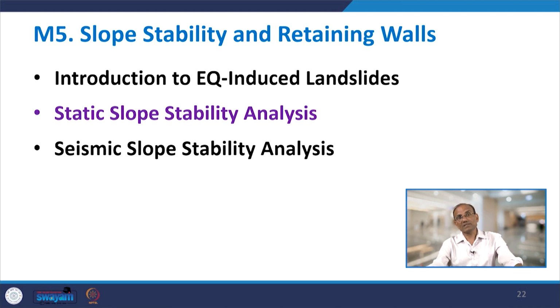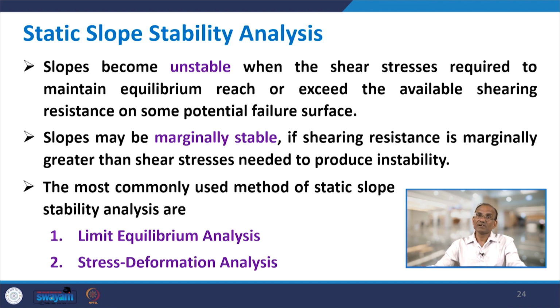Now, with this background, we will carry out the first static slope stability analysis and then the second, seismic slope stability analysis. What is going to be covered in static slope stability analysis is discussed here. We already discussed that the slope becomes unstable when the shear stress required to maintain equilibrium reaches or exceeds the available shearing resistance or shearing strength on some potential failure surface.